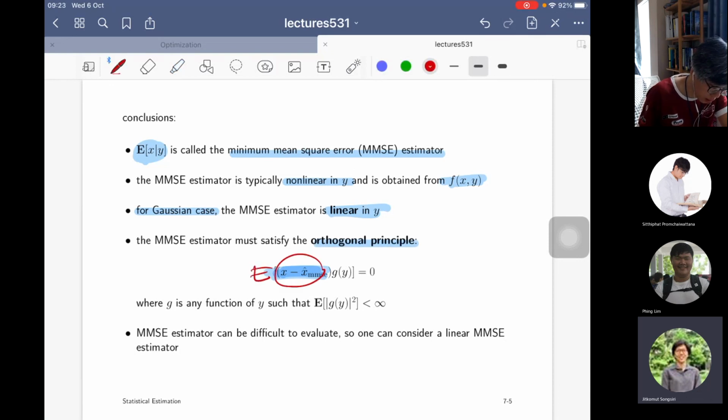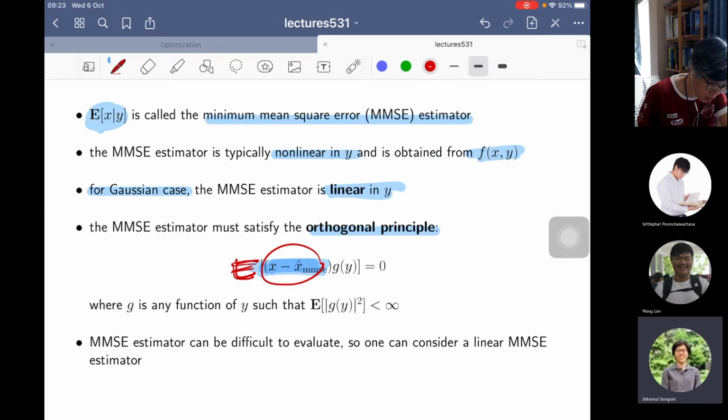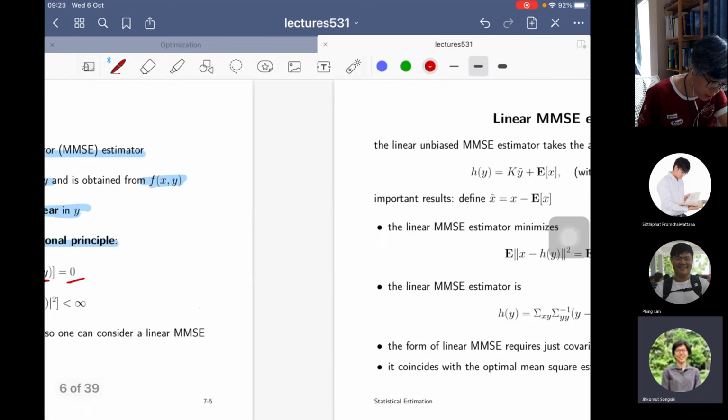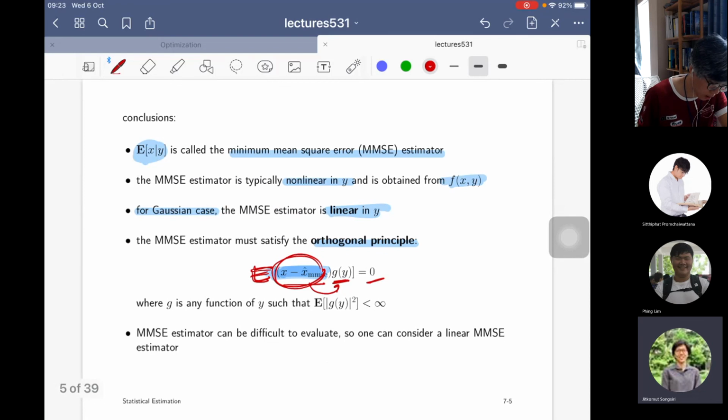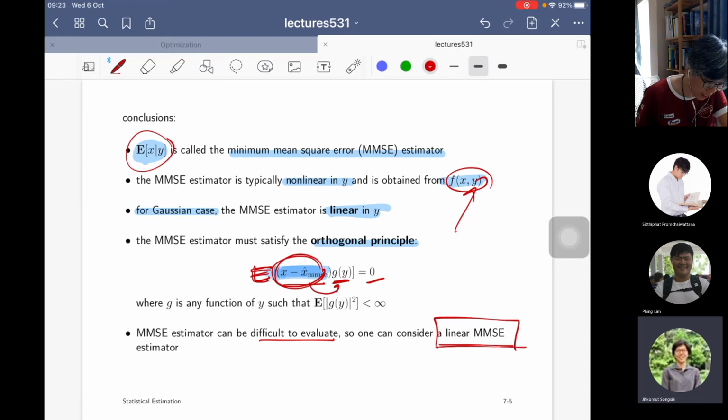Oh sorry, I missed the expectation here. The expectation of the product of the residual error with any function of the measurements is always 0. The residual error is always uncorrelated with any function of y. In the next couple of slides, which is probably the next lecture, the MMSE can be difficult to evaluate because you must know the joint distribution and calculate the integral and everything. One can restrict to a particular choice, a linear class, a linear form of MMSE.